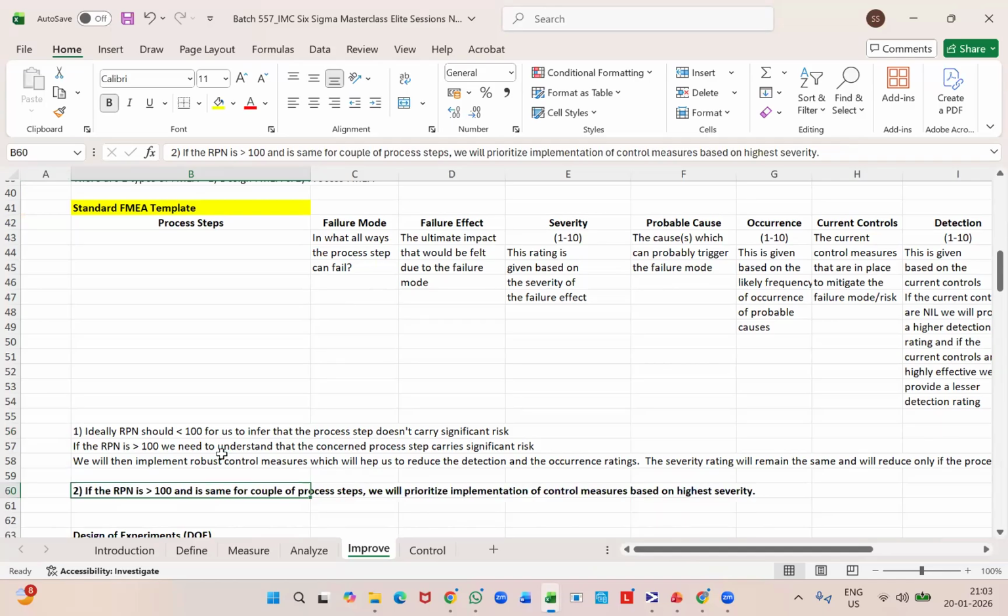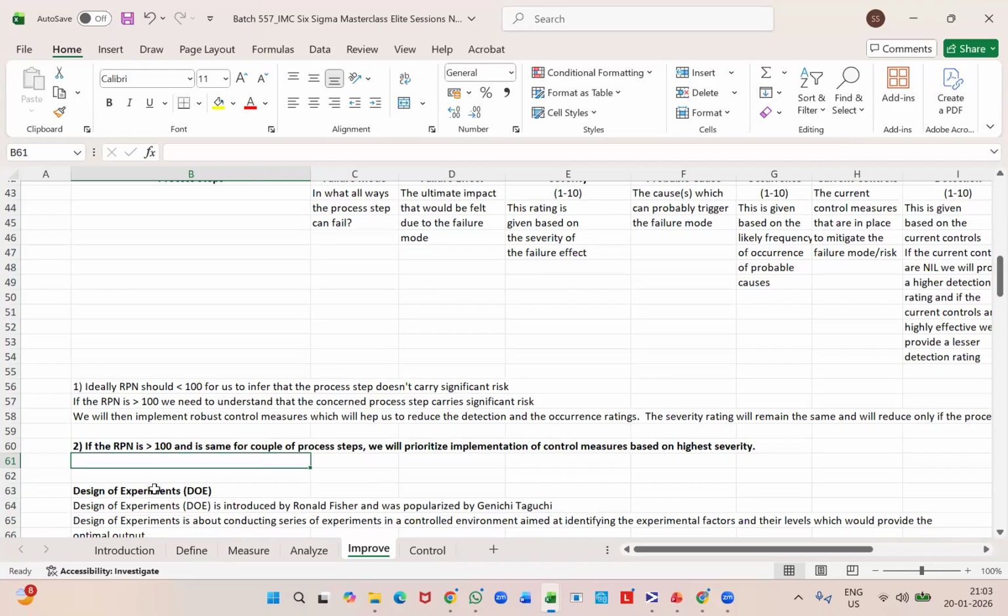So if the RPN is greater than 100 and is the same for a couple of process steps, then we will prioritize implementation of control measures based on highest severity, right? So they had given the scenario that a couple of process steps have the same RPN and it is also greater than 100. So how will you prioritize implementation of effective control measure? This will be the question asked. So you need to pick the option based on severity. Whichever process step has a higher severity rating, that process step will be prioritized for implementation of effective control measure, right? So this is about the FMEA exercise.